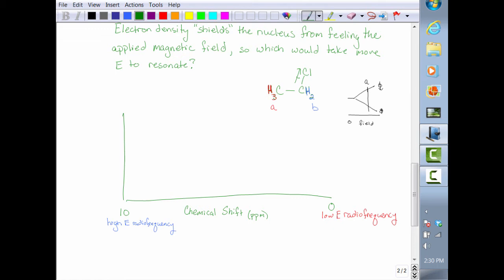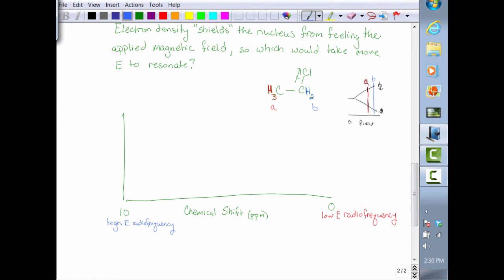So let's try this again. Which one has more electron density around it? Hydrogens A or hydrogens B? Yes. And so which ones have a stronger force field? A or B? Yes, A. So which of the hydrogens feel more of a magnetic field? B, yes. So if this is the magnetic field that A is feeling, B is actually feeling more of a magnetic field because it has less of a shield around it.